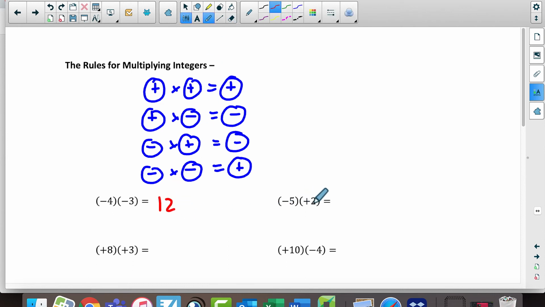Next one. Negative times positive. That is this case right here. And negative times positive is negative, so you need to put that this time. And 5 times 2 is 10.